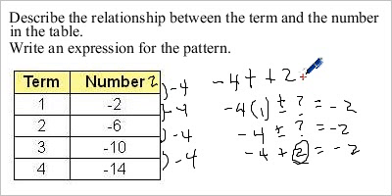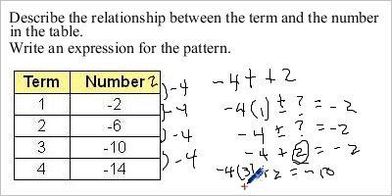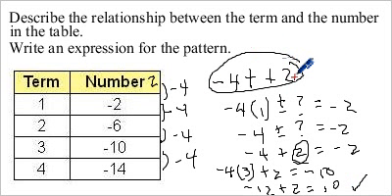Now you can substitute some values in just to check to make sure this is correct. Let's substitute our value of 3. So -4 times 3 plus 2 needs to equal -10. -4 times 3 is -12, plus 2 equals -10, so that is correct. Once you have substituted the values in and you find it's correct, you can be pretty sure. So you can always check your answer to see if the equation works.